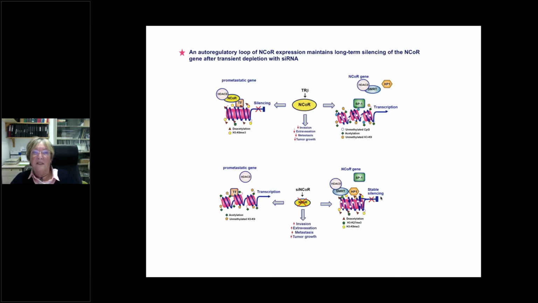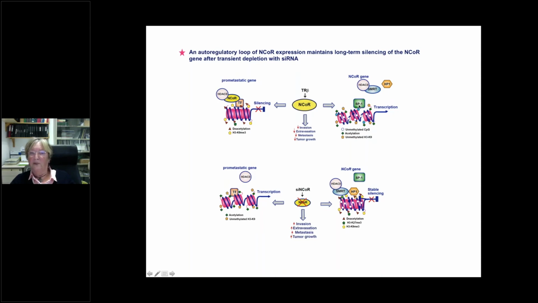Then the model would be the following: NCOR has a very important role as a tumor suppressor and mediates effects of the thyroid hormone receptor beta on invasion, extravasation, metastasis, and tumor growth. When NCOR is present at high levels in the cells, the NCOR gene is actively transcribed.